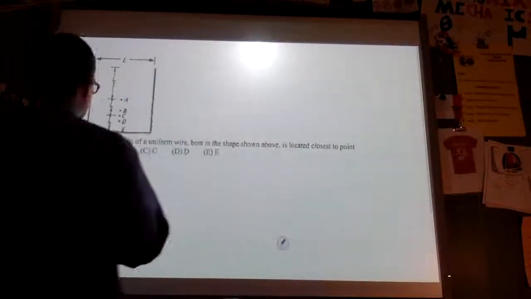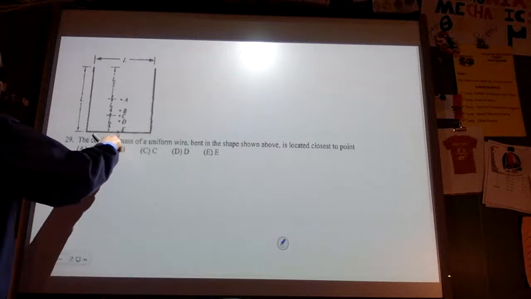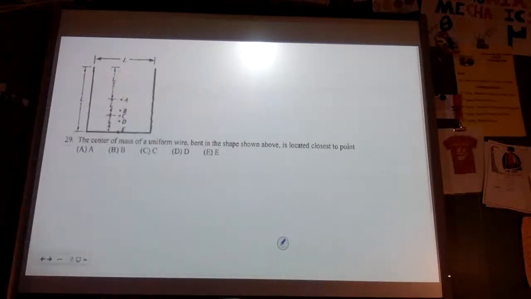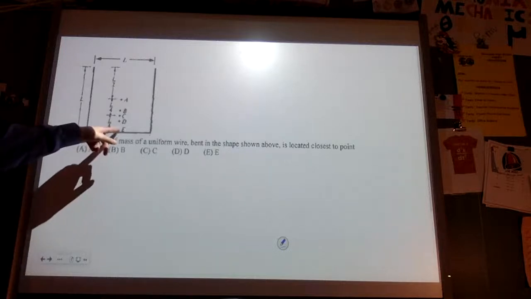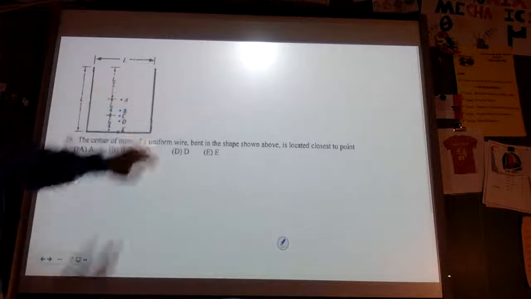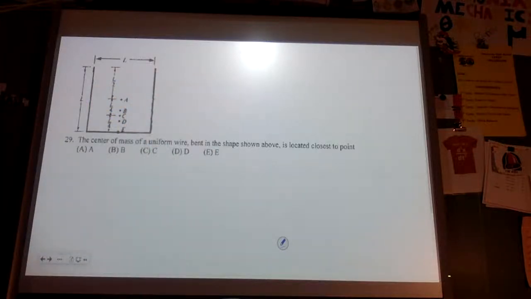So I'm going to look at only the vertical distance. I know that I could balance it at that point because there's as much of the wire on this side as there is on that side.